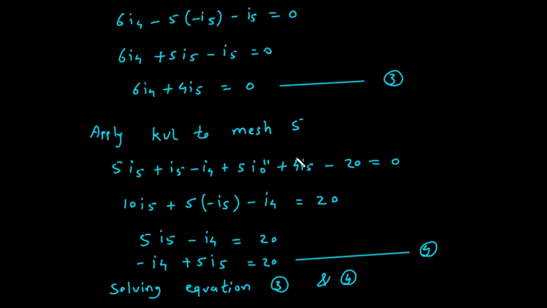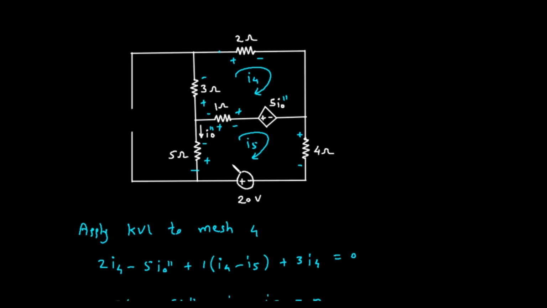Next, let's apply KVL to mesh 5. Starting from the top of the mesh and moving clockwise. The voltage across the 5 ohm resistor is 5 times I sub 5. The voltage across the 1 ohm resistor is 1 times I sub 5 minus I sub 4. The voltage across the dependent source is plus 5 times I sub O double prime. The voltage across the 4 ohm resistor is 4 times I sub 5. The voltage across the voltage source is negative 20 volts.